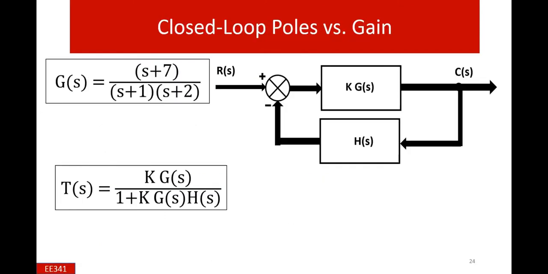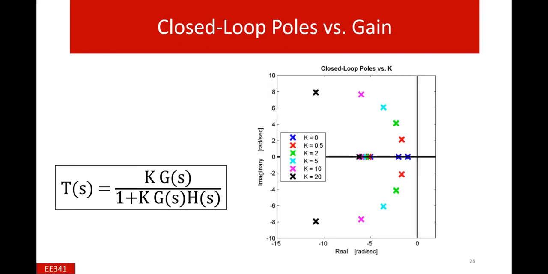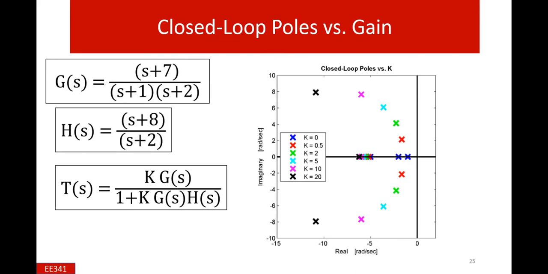In the next example, there is one zero and there are two poles in the forward transfer function, and the feedback transfer function has one zero and one pole, lying at -8 and -2. If we find the closed loop transfer function, then how these poles vary depending on k, let's see through the simulation.